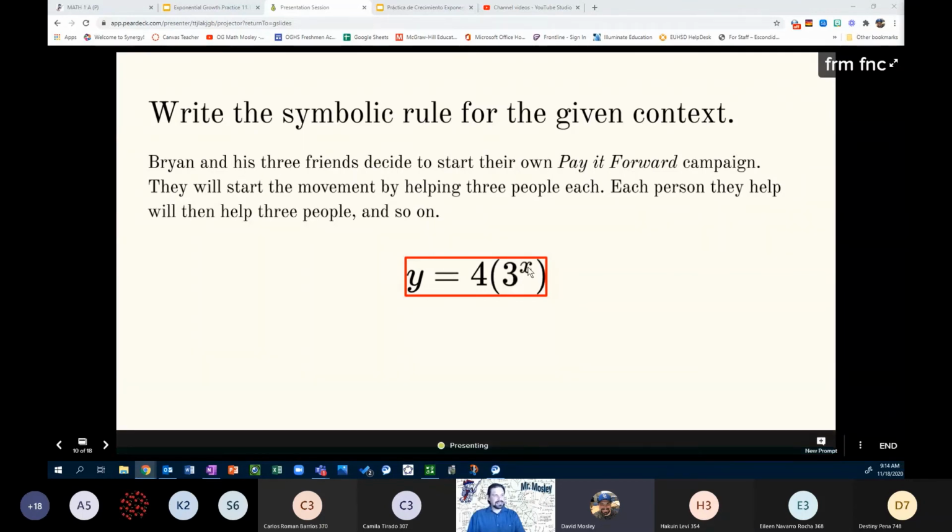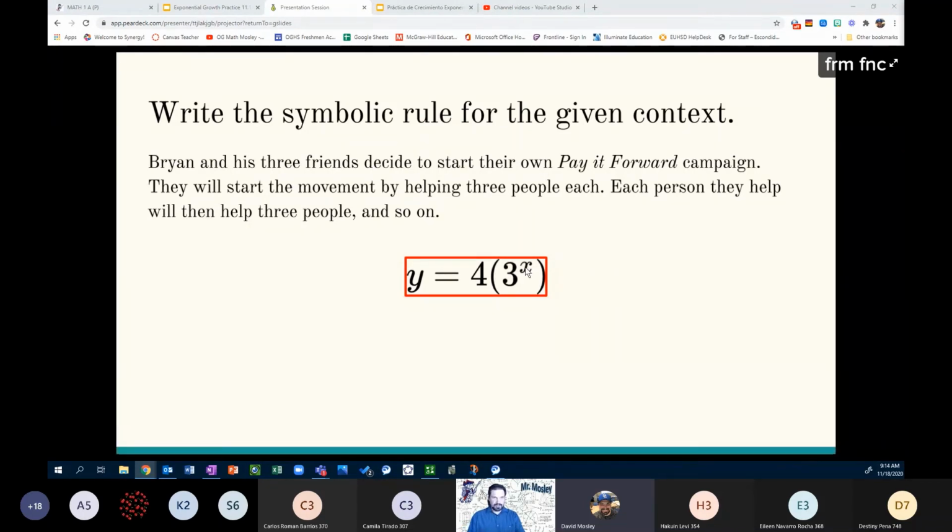And then x is the exponent because it represents whatever level or stage of the process we're on, right? That's the value that gets replaced. The 4 and the 3 never change. The level of the Pay It Forward campaign changes as it goes. So that's why we use x as a placeholder in the exponent spot.